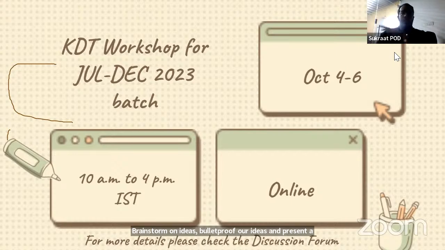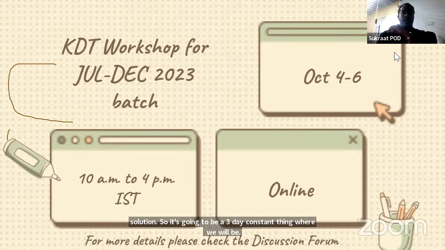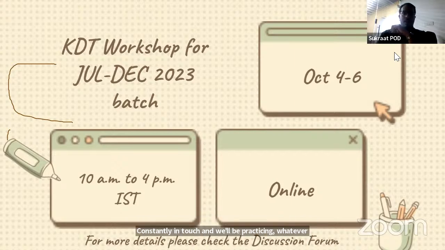So it's going to be a 3-day constant thing where we will be constantly in touch, and we'll be practicing whatever we've learned all throughout these past 4 weeks. And we can apply these in real life. We can probably strengthen our concepts of design thinking by actually applying it.